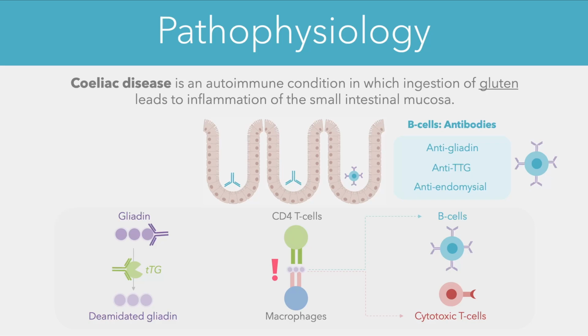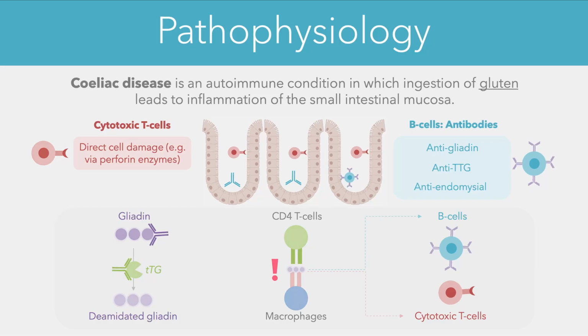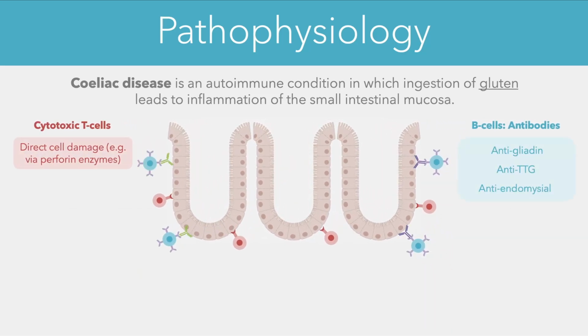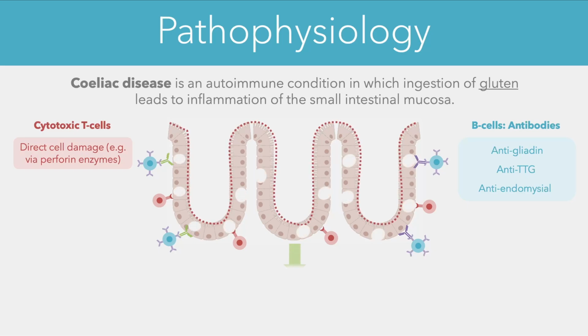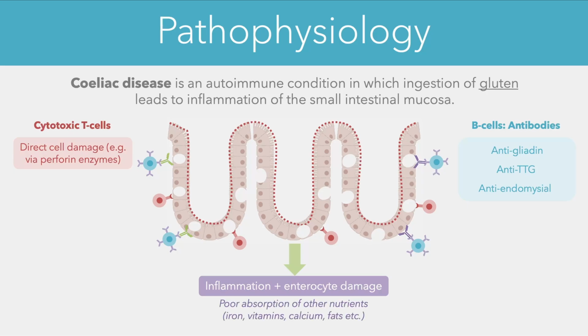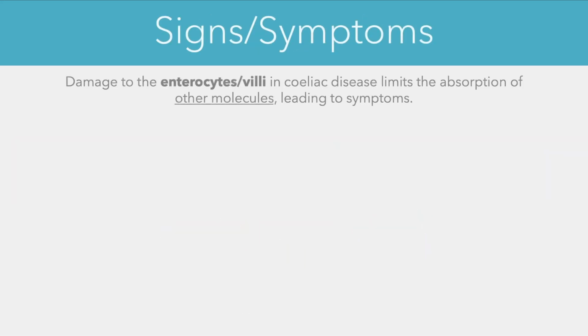As well as this, the cytotoxic T cells end up damaging the enterocytes directly by releasing perforin enzymes. If we put all of this together, you can see how the combination of the cytotoxic T cells and the production of the antibodies leads to inflammation and damage to the enterocytes over time. As a result of this damage, the villi lose their normal functional capabilities, and they can't absorb other molecules such as iron, vitamins, calcium, and fats as well as they normally would. This malabsorption is what leads to the signs and symptoms of celiac disease.